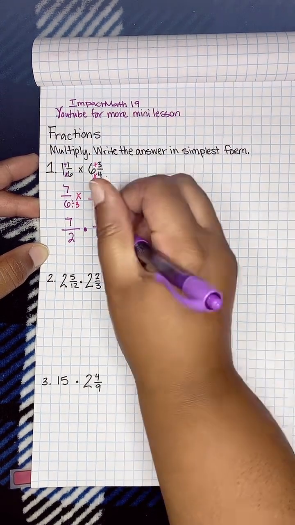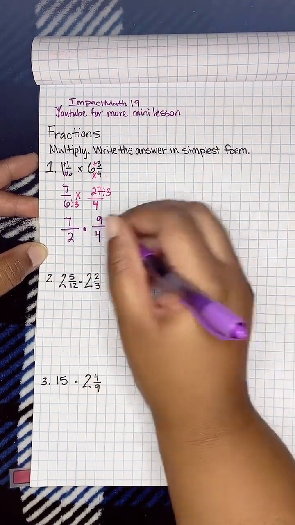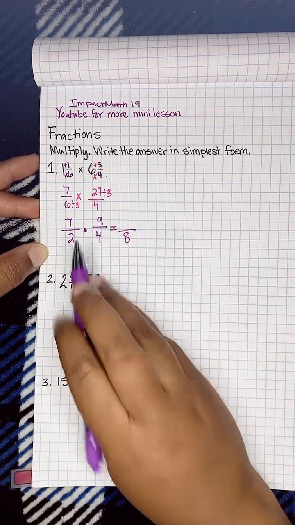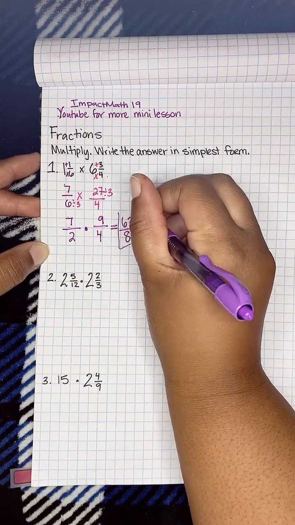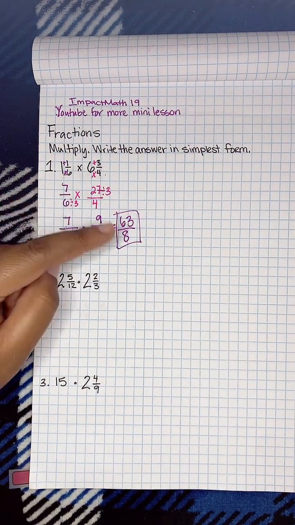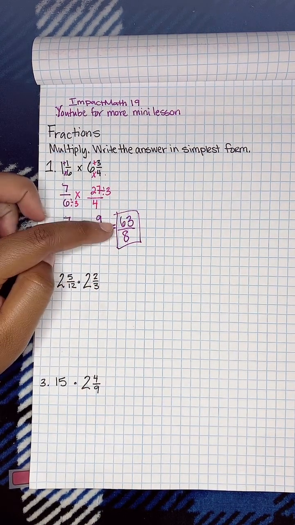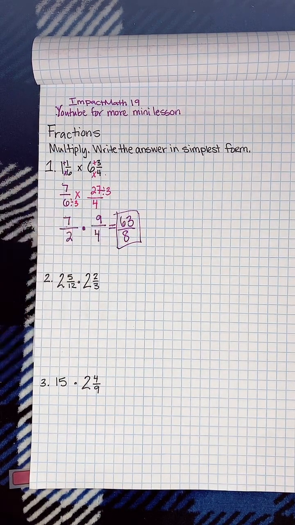Okay. So now that we don't have anything else we can cancel, now we multiply. So 2 times 4 is 8, and 7 times 9 is 63. And that's our improper. Now, if you're taking your HESI test, they won't leave it like this. You would have to change this to a mixed number. Does anybody know how we change this to a mixed number?